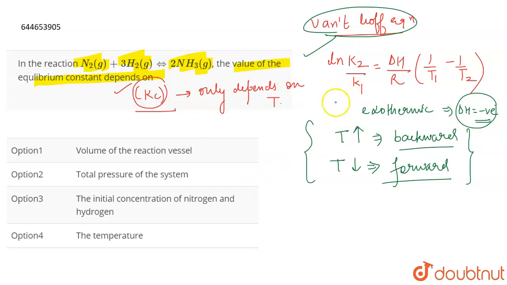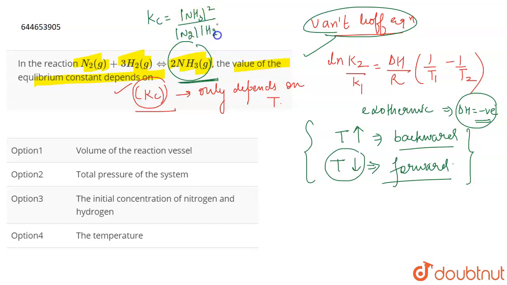So suppose we are decreasing the temperature and the reaction is becoming forward, it means that more and more product is going to get formed. If we write down the equilibrium constant expression, that will be NH3 square divided by N2 into H2 cube. As more and more forward reaction is taking place, the concentration of products is going to increase and therefore the Kc is going to increase. So this is how the equilibrium constant is affected by the change in temperature, right?